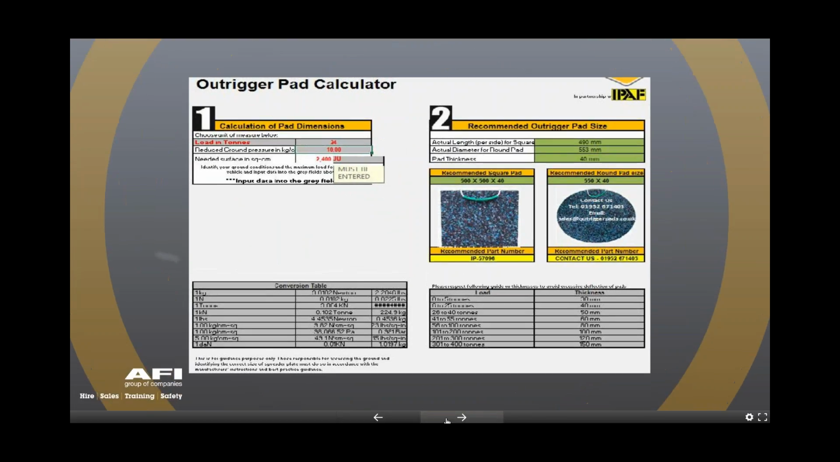But I'm pleased to say that with this new working group, we've now got a new type of outrigger pad calculator coming out. Not sure that's a great picture on there, but it looks okay on my screen. But you can see there now, it's giving you an indication of the size. So you're going to put your load in tons on the left. You need to reduce your ground pressure to this. You need to put your surface area in square centimeters, and it's going to give you a reference number for your pad. It's got a conversion table in there, and various loads and thicknesses.